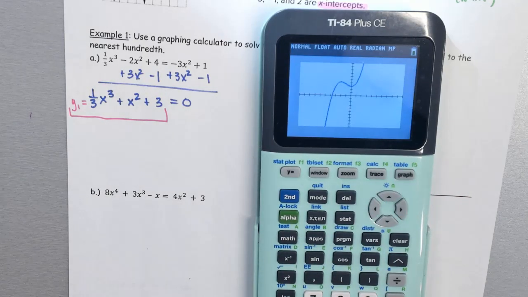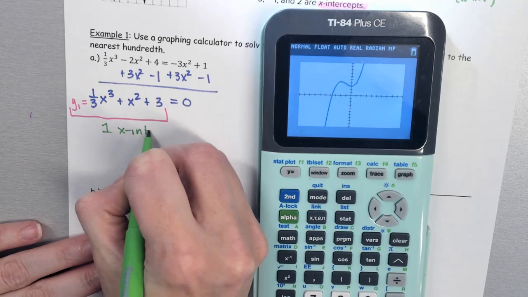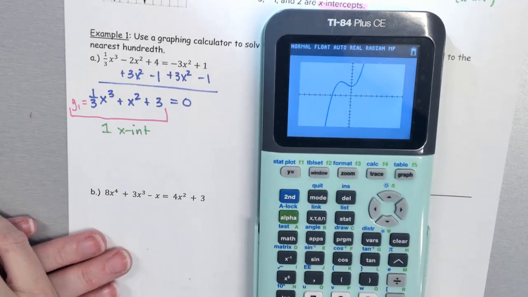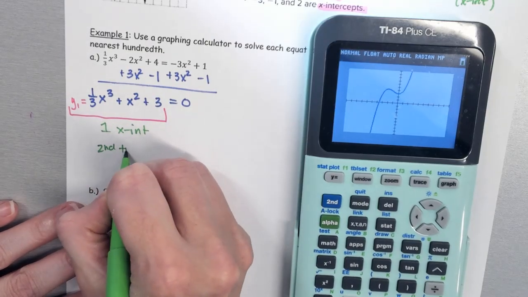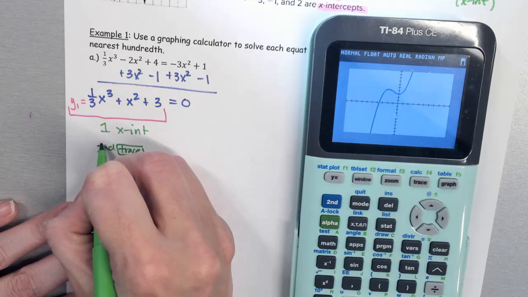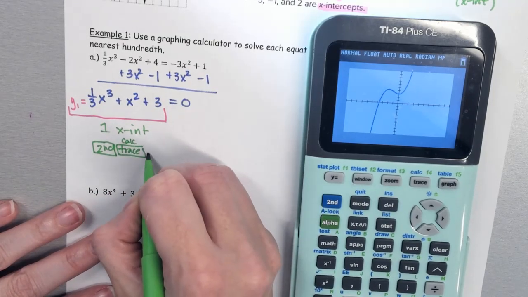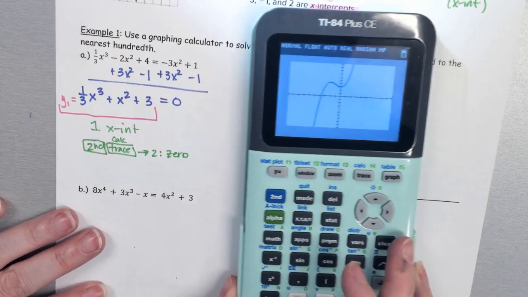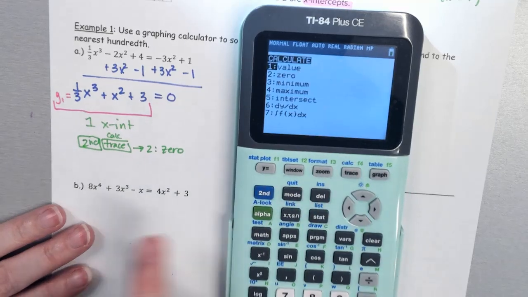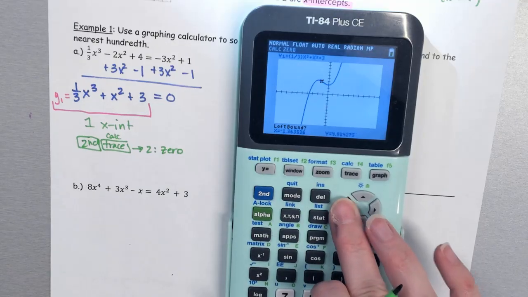And then on your graph, you can see you have how many intercepts? 1. So some of them you are going to have more than 1, okay? So this one just has 1 x-intercept. So to go to the trace, we're going to go to second trace button, because above it says calc, and then we're going to go to 2, which says 0. Okay, so second calc, 2 is the 0, and then remember we try to get it right on it.